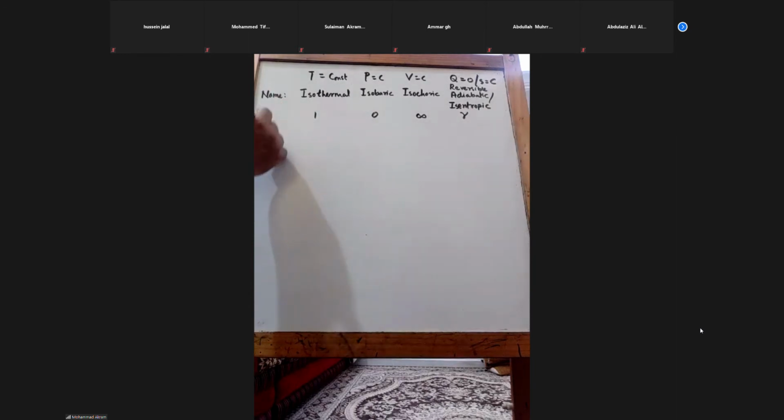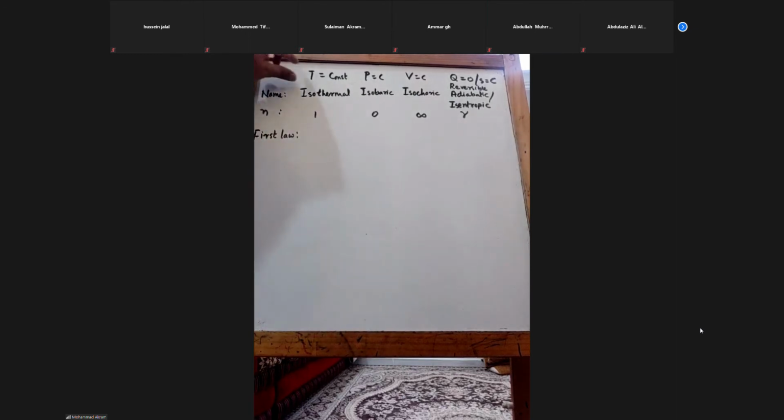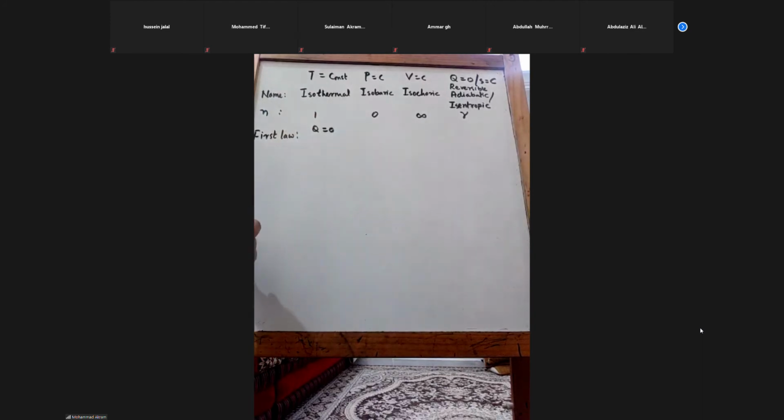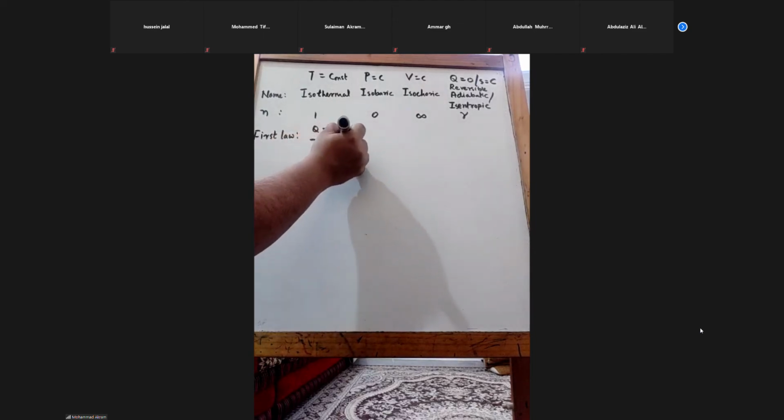Now, what does the first law say based on these processes? So, first law equations. Isothermal, so temperature is constant, right? So what will happen? Q will become 0. So Q minus W is equal to delta U, right? So minus W will be equal to delta U.